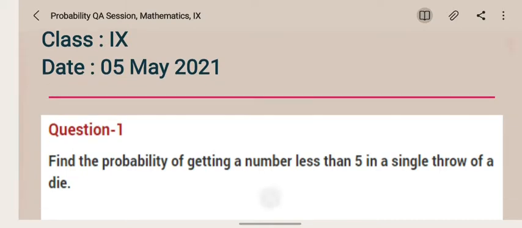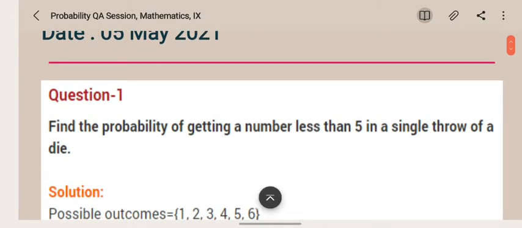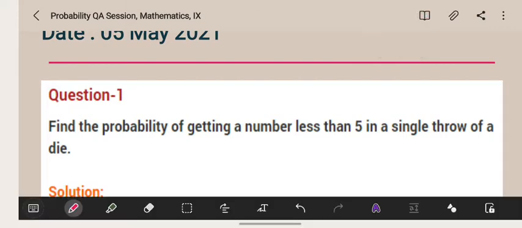So the first example is: find the probability of getting a number less than 5 in a single throw of a die. I hope you are all well aware of what a die is. In the previous class, I showed you the picture of a die which you use to play a Ludo game. A die has 6 faces, isn't it? So they're asking the probability of getting a number less than 5 in a single throw of a die. You are throwing only once and you need the probability of a number less than 5.